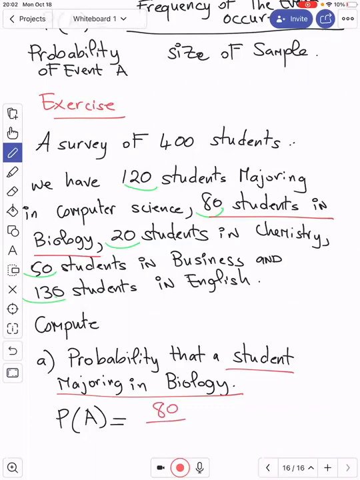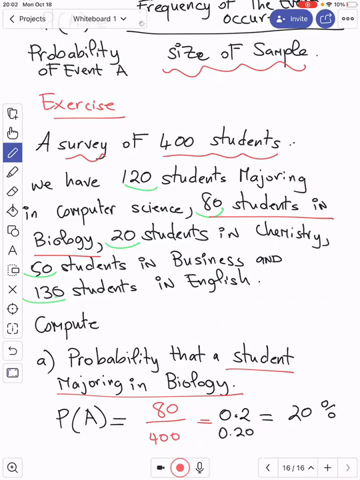So 80 over the size of the sample. How many students in total do we have? That's the size of your survey, 400 students. So it's just 80 over 400. If you divide 80 by 400, that's 0.2, which is 20%. That's the probability that a student is majoring in biology: the frequency of the event over the size of the sample.